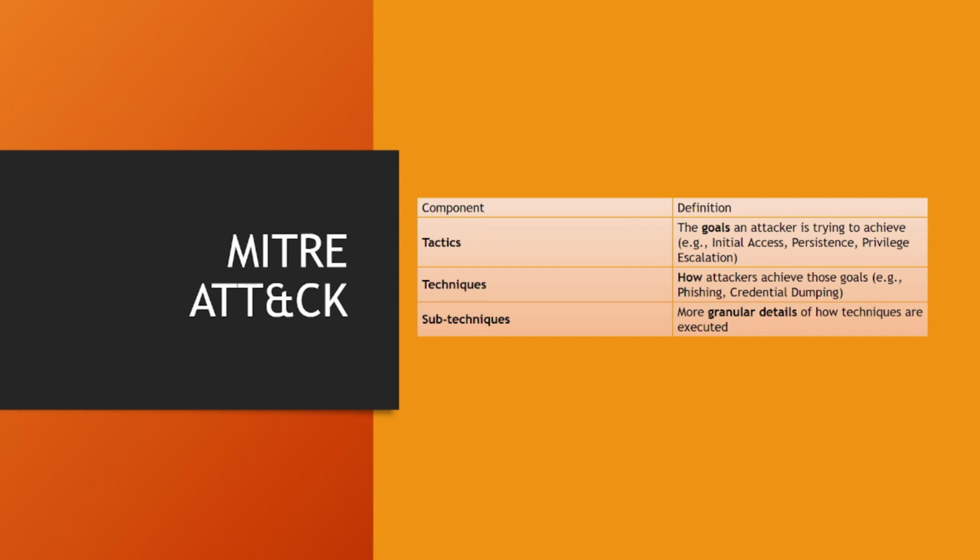The type of techniques that they use, how are the attackers achieving those goals? Whether it's phishing, credential dumping, man in the middle, etc., or sub-techniques, more granular details of how the techniques are executed.